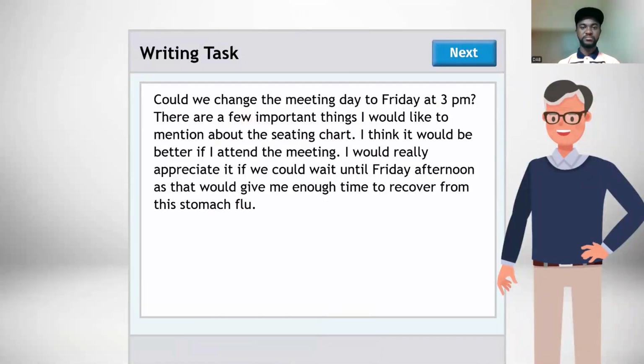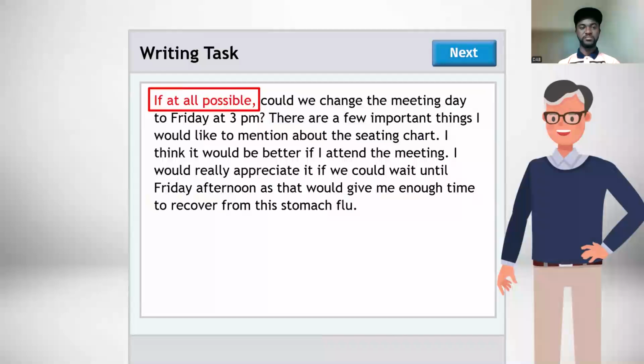This isn't bad. I've started with a strong topic sentence that happens to be a question here. All the other sentences provide details that support the first one. The tone of that first sentence is a bit off, though. I'd like to make it sound a bit more polite, since I feel pretty bad about missing the meeting. I'll add the phrase, if at all possible, here.